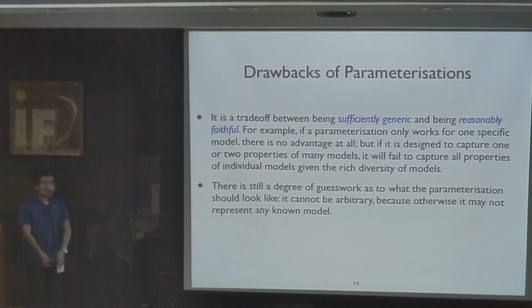So there are many different ways to parameterize dark energy. Unfortunately, most of them are not ideal. They are not perfect. And the reason is that parameterization is generally a trade-off between being sufficiently generic so that your parameterization can cover a lot of theories, a lot of models, and being reasonably faithful so that you can still tune some parameters to distinguish the different possibilities within the same parameterization.